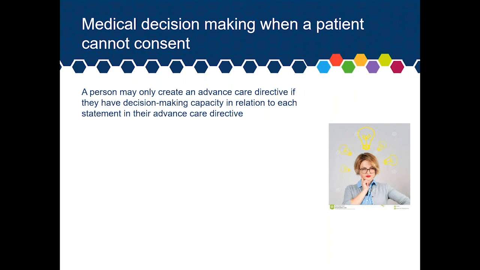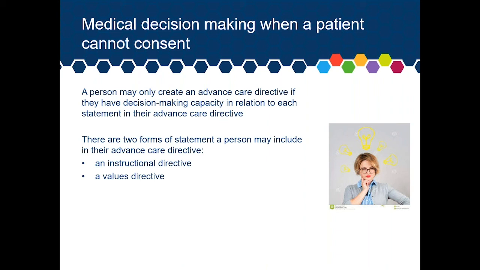A person may only create an advance care directive if they have decision-making capacity in relation to each statement in their advance care directive. There are two forms of statement a person may include in their advance care directive: an instructional directive, giving specific instructions about specific interventions, and a values directive, which outlines the values of the person making the directive.